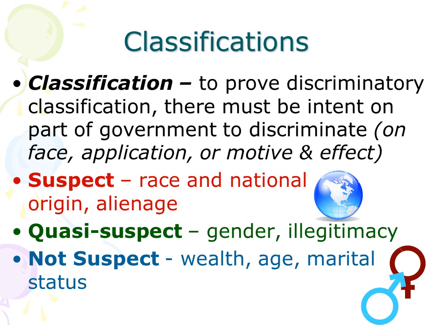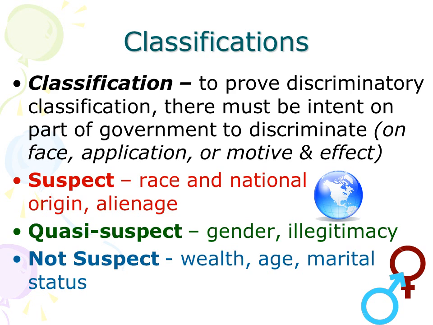So who gets to use what type of scrutiny? Classification is one big thing you want to look at. To prove discriminatory classification, there has to be an intent on the part of the government to discriminate. Now, it can be discrimination on its face, it can be discriminatory application of that law, or it could have a discriminatory motive or discriminatory effect.